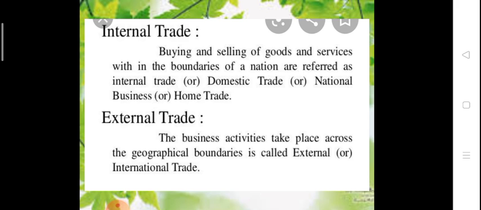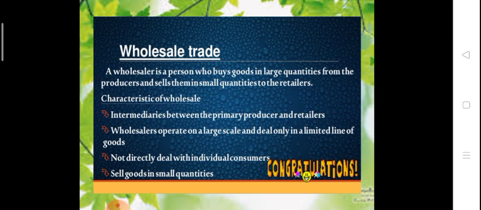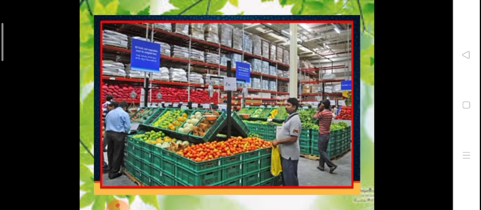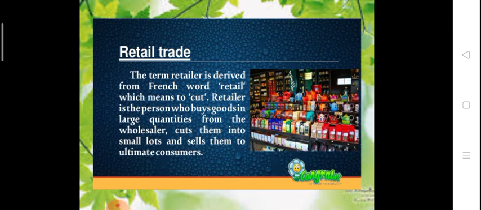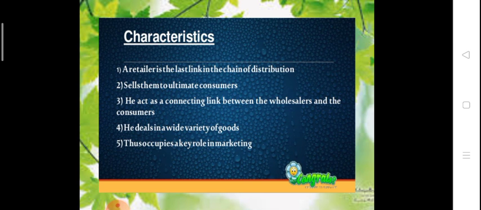If the business activity takes place across geographical boundaries, it is known as external trade. Wholesale trade means if a person buys in a large quantity and sells that product in a small quantity, it is known as wholesale trade. Okay. Now retail means a person who purchases in a large quantity, but purchases a wide variety of goods and sells them to the ultimate consumer, is known as retail trade.